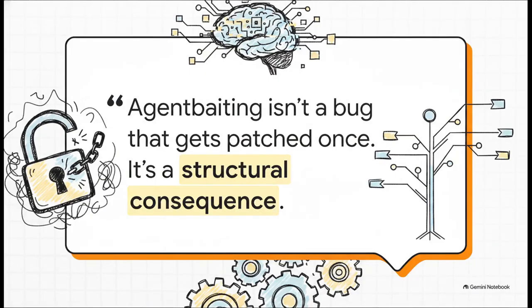Ultimately, we really have to wrap our heads around the fact that agent baiting isn't just some bug that gets a quick patch and goes away. No, it's a structural consequence. As long as large language models process both instructions and raw data through the exact same channel, this attack surface is going to grow right alongside the rapid rate of AI adoption. It requires a fundamental shift in how we architect trust within these autonomous systems.